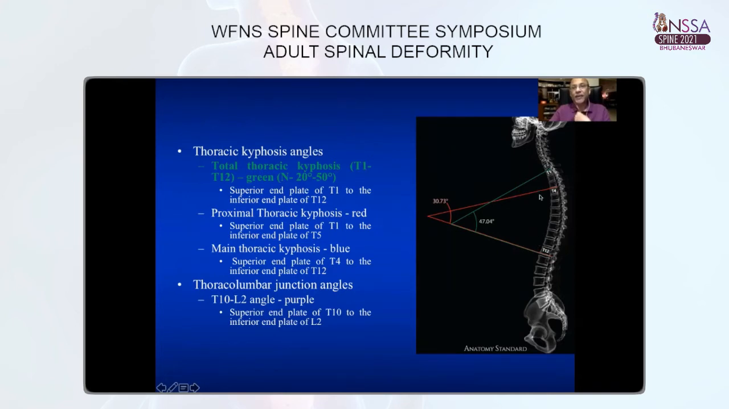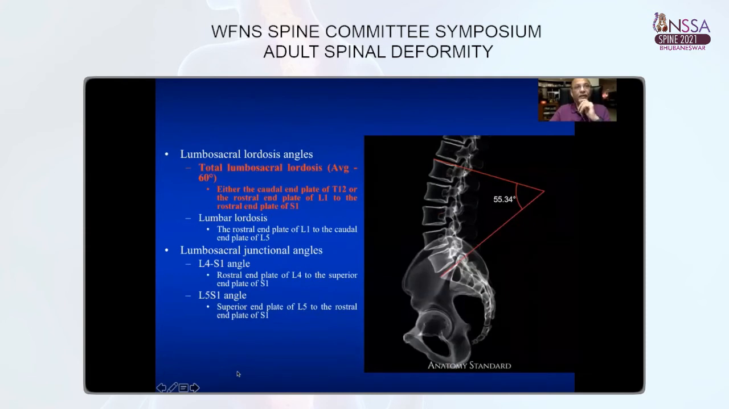It's from the superior end plate of T1 down to the inferior end plate of T2. Then there is a proximal thoracic kyphosis, and then there is a main thoracic kyphosis. Then the thoracolumbar junction, and all of that is measured exactly the way Cobb is measured.